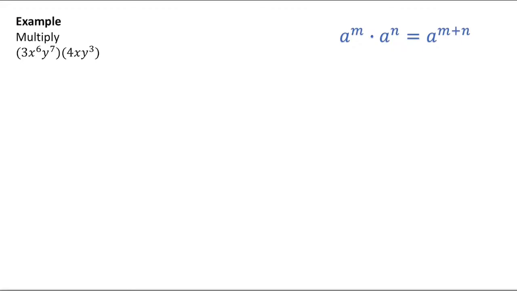For example, if we were trying to multiply 3x to the 6th y to the 7th times 4xy cubed, one strategy is to go ahead and separate everything out. I would write this as 3 times 4, so I've pulled out both coefficients. Then we have x to the 6th times x, and remember that x has a power of 1. And then we have y to the 7th times y cubed.